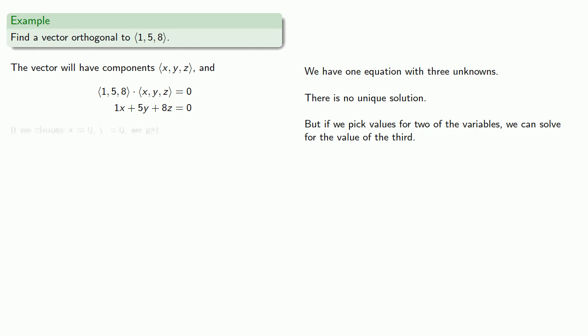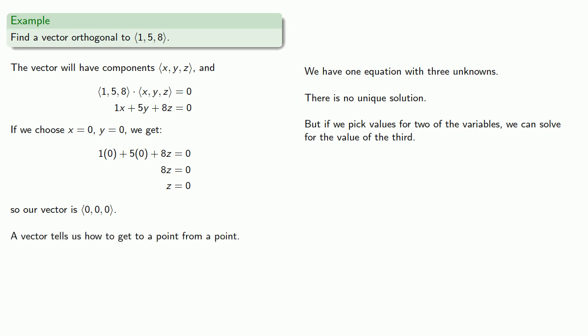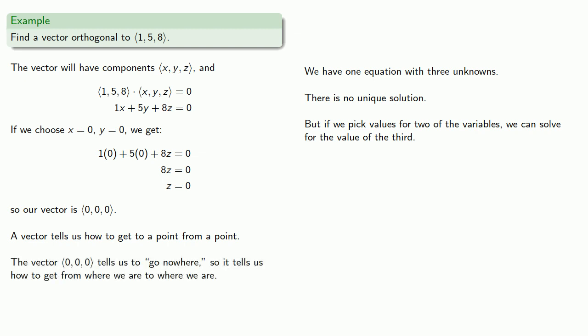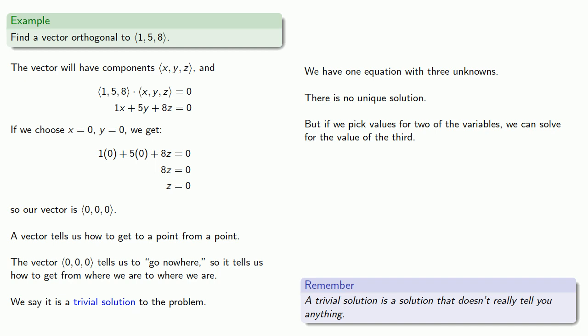So let's choose, well, how about x equals 0, y equals 0? If we choose these as our values, we get z equal to 0, and so our vector is x, y, z, all 0. And before we box in this as our answer, let's think about this. A vector tells us how to get to a point from a point. The vector 0, 0, 0 tells us to go nowhere. So it tells us how to get from where we are to where we are. Well, that doesn't seem very useful. And we say that it is a trivial solution to the problem, where a trivial solution is a solution that doesn't really tell you anything.